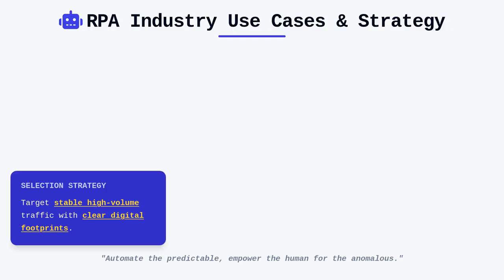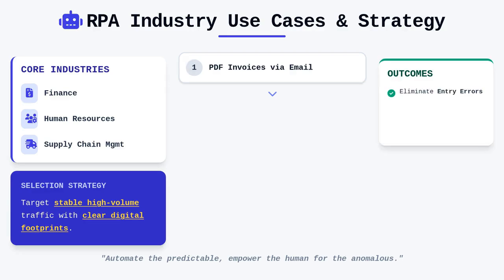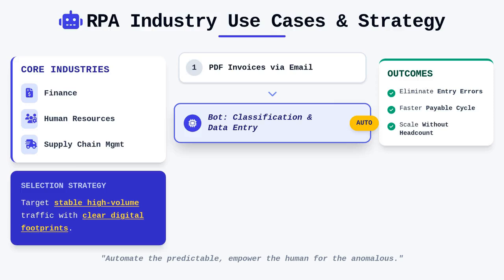The industry use cases for RPA are broad, spanning finance, human resources, and supply chain management. Consider a scenario involving invoice processing, where an organization receives thousands of PDFs via email and must extract data to enter into an ERP system. A manual process here is prone to entry errors, slows down the accounts payable cycle, and consumes valuable time that could be spent on financial analysis. By automating this, the bot handles the document classification and data entry, leaving a human only to handle exceptions or anomalies identified by the business rules.